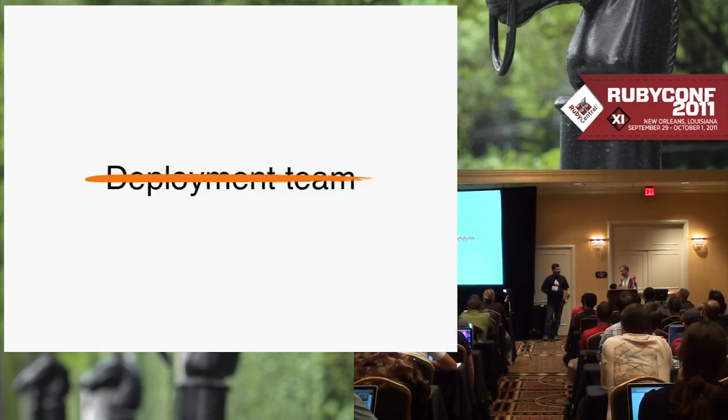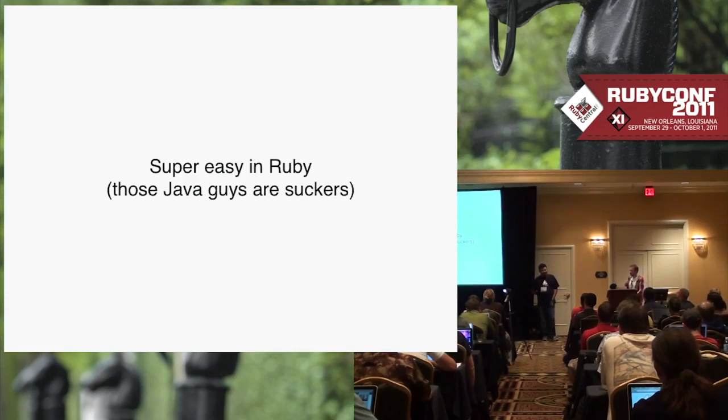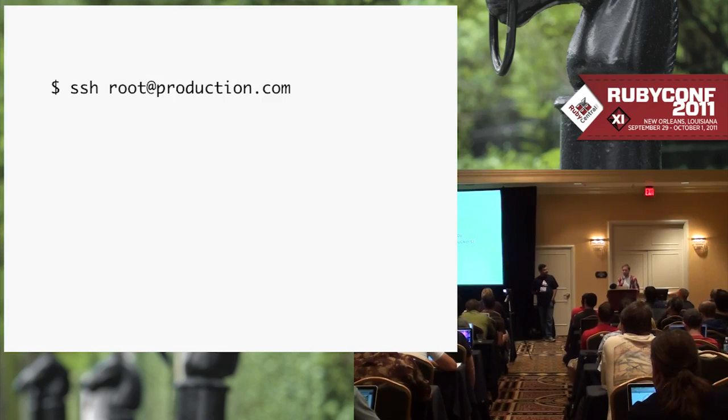But anyway, that's okay, because deployment is super easy in Ruby. This is another slide that we included just for the animation. So here's how I deploy in Ruby, right? Hulk is all about doing it the baddest-ass way possible. So I SSH root into production, right?